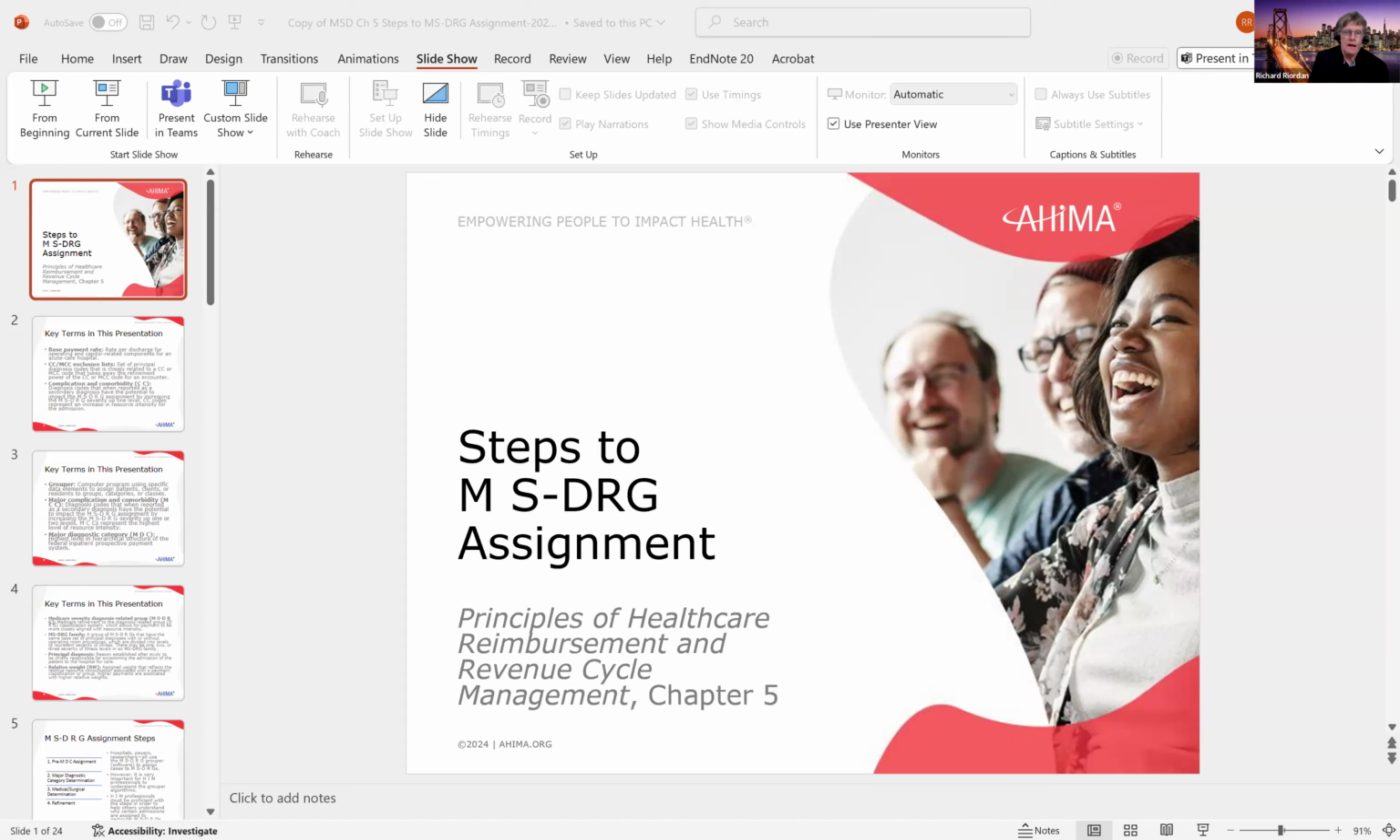The first step is the pre-MDC assignment. Most MS-DRGs are assigned based on the principal diagnosis or a combination of the principal diagnosis and a procedure. But in step one, we're going to look at a specific procedure that's used to assign the MS-DRG instead of the principal diagnosis, or the principal diagnosis and procedure combined. And there's a list of qualifying conditions that include those that are very costly and can be performed for a variety of diagnoses.